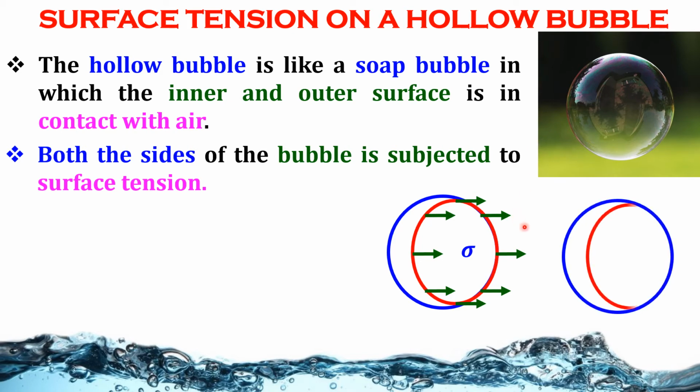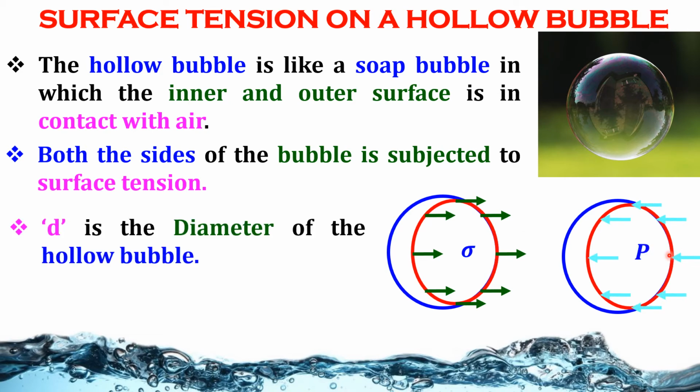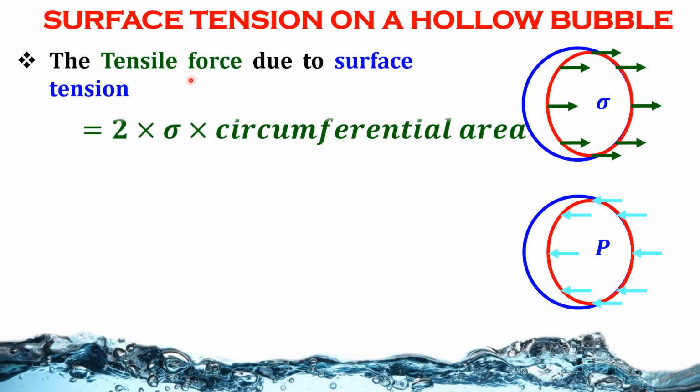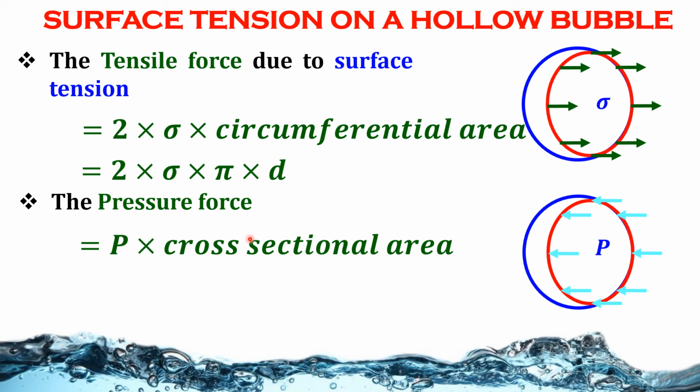Next, we are going to consider the pressure force, which acts in the opposite direction to the surface tension. Then, d is the diameter of the hollow bubble. Next, we are going to calculate the tensile force due to surface tension, that is equal to 2 into sigma into circumferential area. The reason for having 2 here is that there is contact of air on the inner and outer surface. Therefore, it is equal to 2 into sigma into pi into d. Next, we are going to calculate the pressure force. That is equal to P into cross sectional area, that is P into pi by 4 into d square.